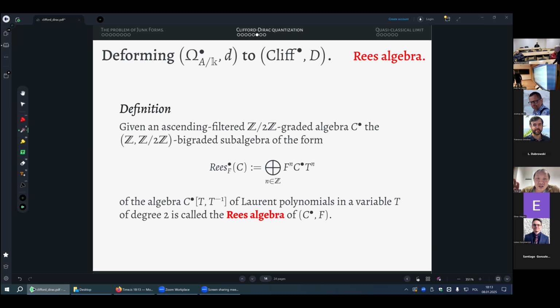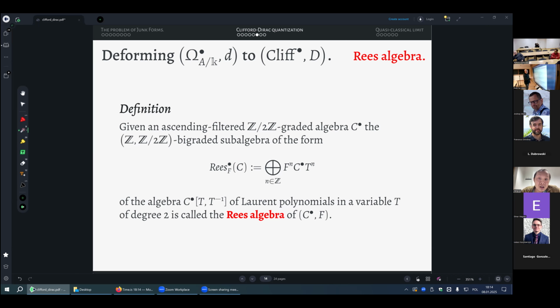Just about notation. This Rees algebra is bi-graded. The degree 2 refers to the block. Maybe I should write here 2 dots. This dot which is here corresponds to this dot which was present there.